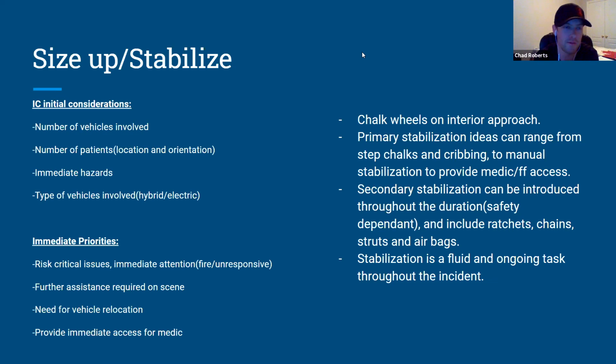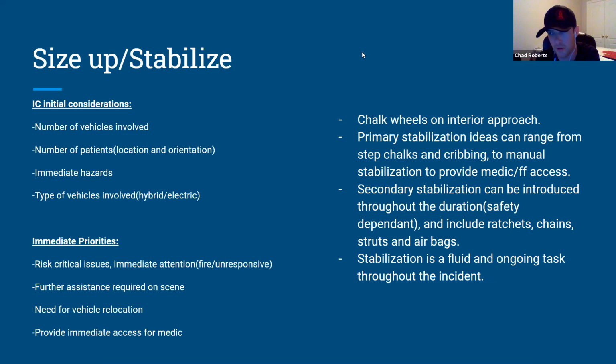Outside of that, after your initial considerations as an IC, those are the four things you're looking for right away: your hazards, your number of vehicles and patients, the types of vehicles, and trying to identify any alternative fuel sources. Those are your immediate priorities. After that is our risk critical issues.